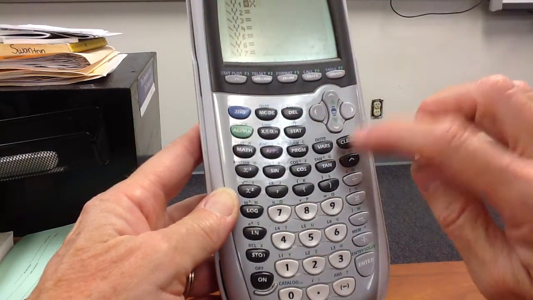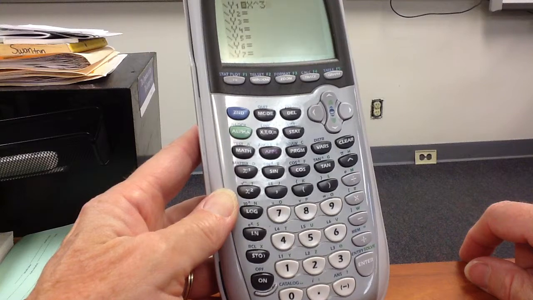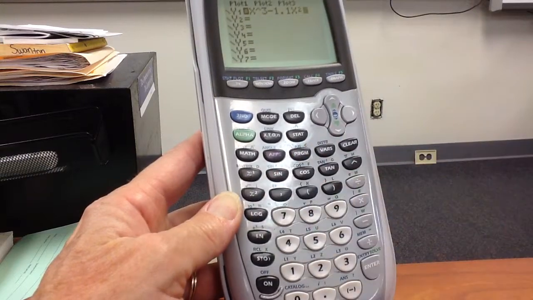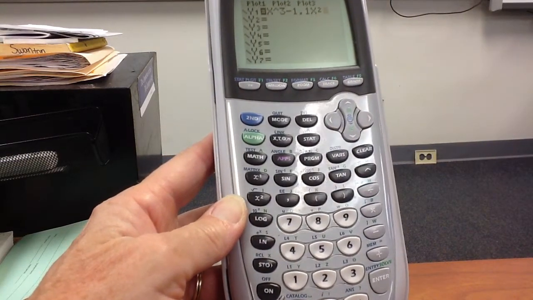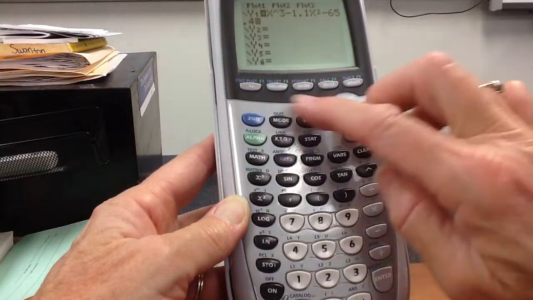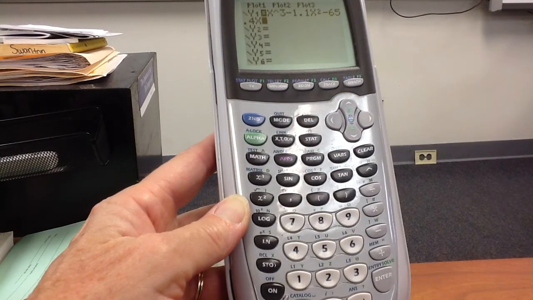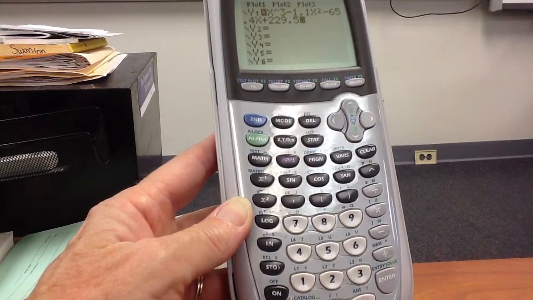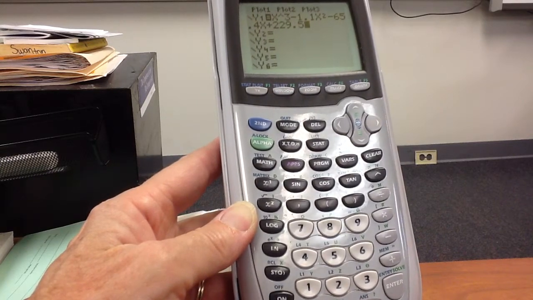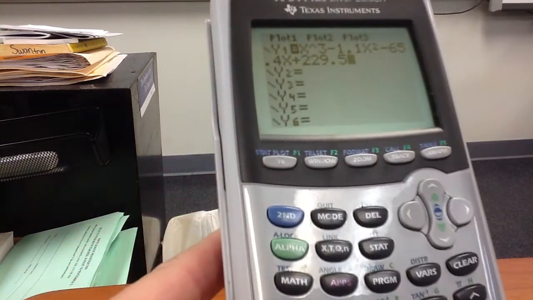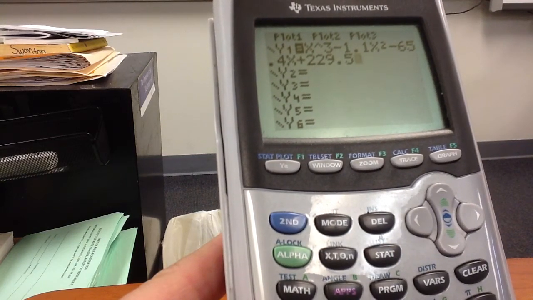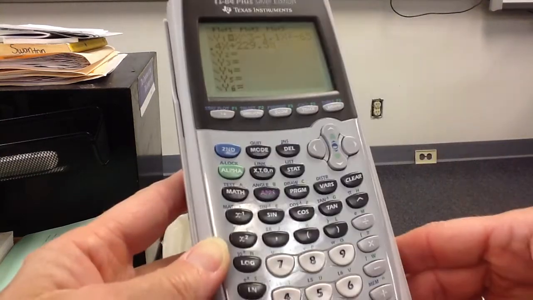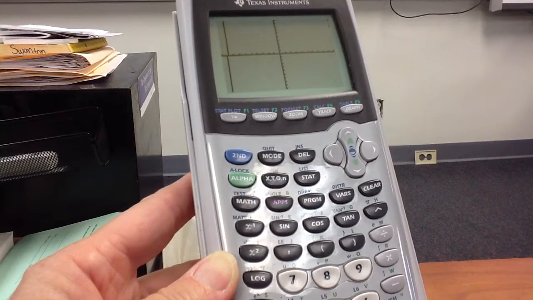X cubed minus 1.1x squared minus 65.4x plus 229.5. I know that's a wild and wacky equation, but there's a reason for it. Get that equation in. Here it is. Okay, press enter. Graph.